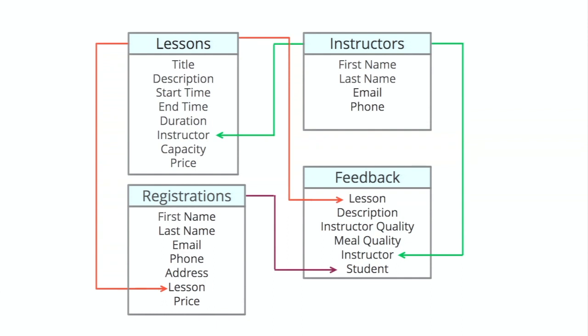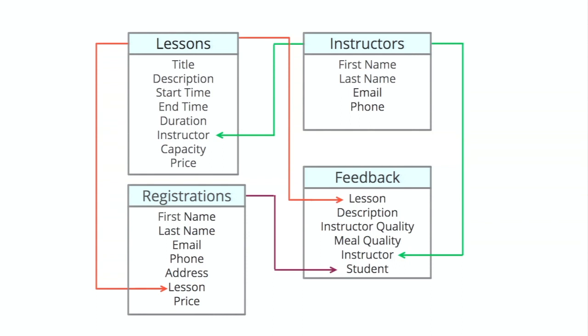Maybe this looks a little complicated, but if we just break it down by color, we can see how this actually works, right? So in our registrations, we need to know what are the lessons that we have available. So we connect lessons and we can bring that into registrations there, right? In our feedback, we want to know who the student was that is giving us this feedback, right?